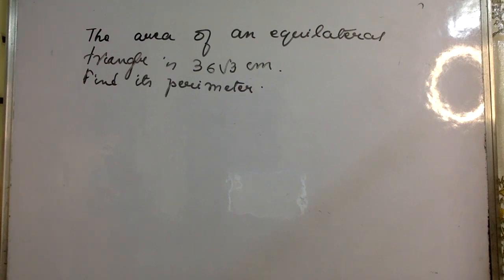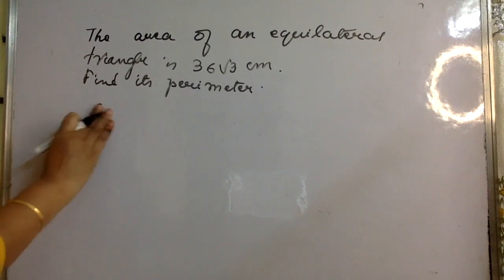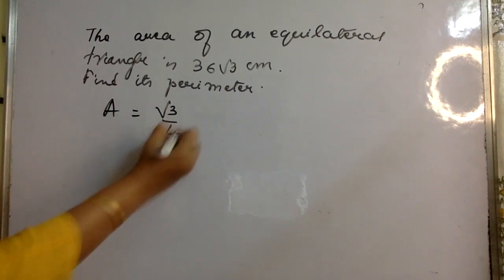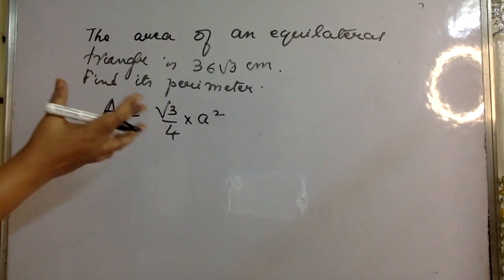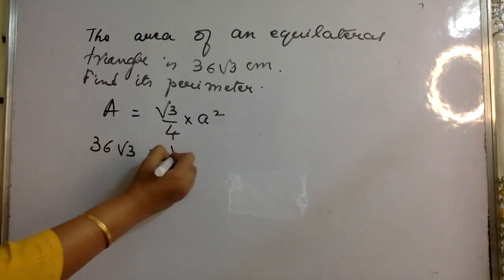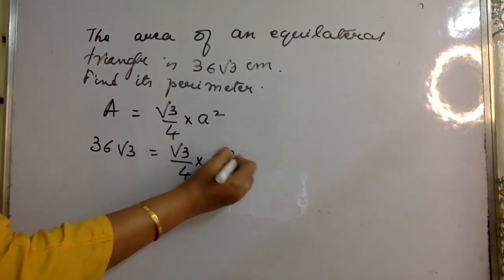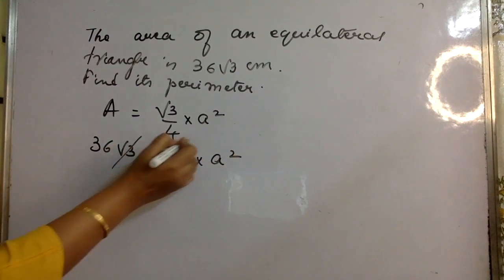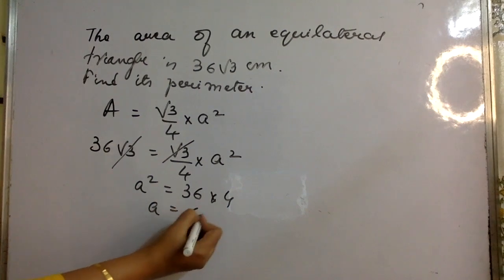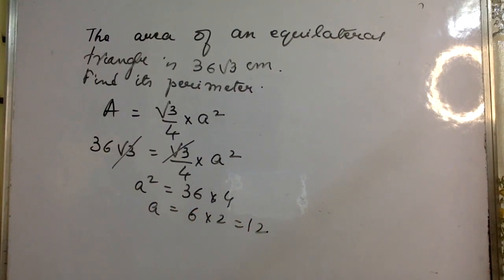The area of an equilateral triangle is 36 root 3 centimeters square. Find its perimeter. So for an equilateral triangle, area is root 3 by 4 into a square, and what is a? A is the side of the equilateral triangle. So 36 root 3, these are basically 1 marker questions, so all you have to know is the formula. Cut this out. So a square is 36 into 4, a is equal to 6 into 2, which is 12. So each side of the triangle measures 12.